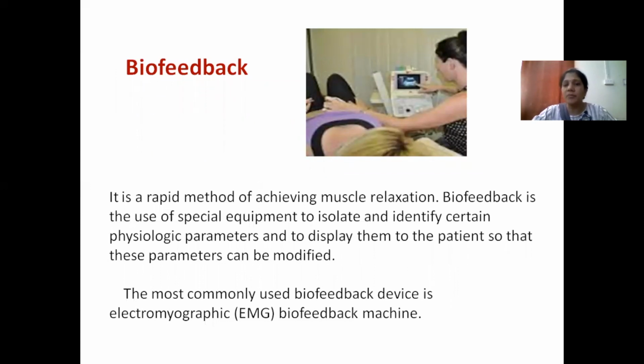The next is biofeedback. Biofeedback is a rapid method of achieving muscle relaxation. It is the use of special equipment. Here the special equipment is an electromyographic machine, where the patient will see which muscle is having the spasm. Once he knows that the muscle is in spasm, certain movements and exercises will be performed by the patient to relax that particular muscle. And again, the EMG machine will show whether the muscle is in spasm or relieved. That is, with the help of the machine, the patient will be relieving the muscle spasm. And so it is a biofeedback machine.